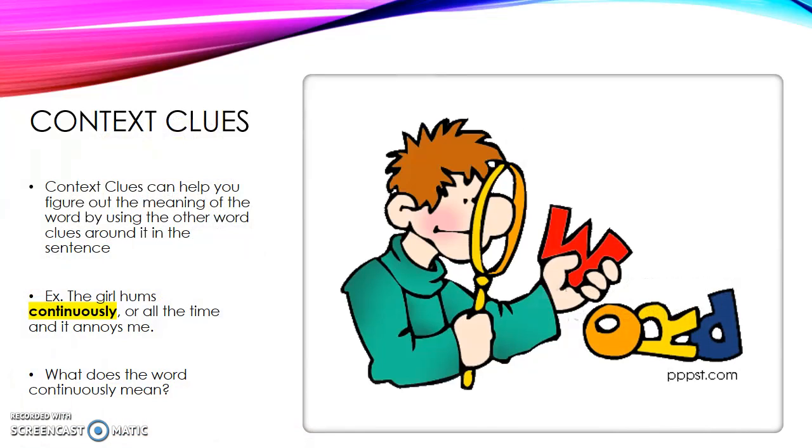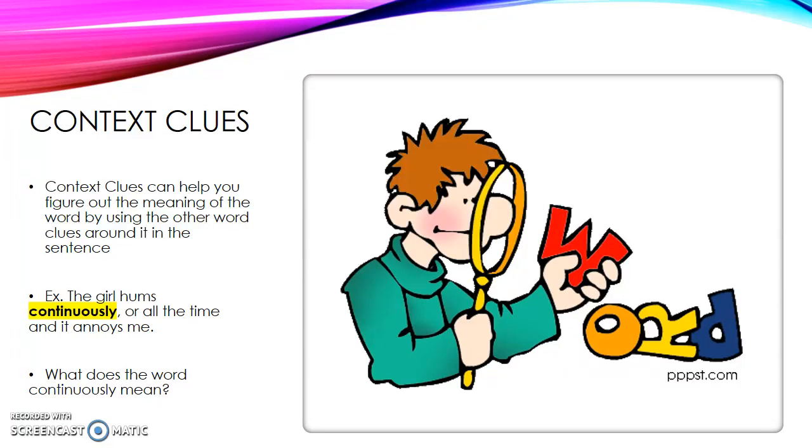Context clues. Context clues can help you figure out the meaning of the word by using the other word clues around it in many sentences. So here we have an example. The example says, the girl hums continuously or all the time. What does the word continuously mean?